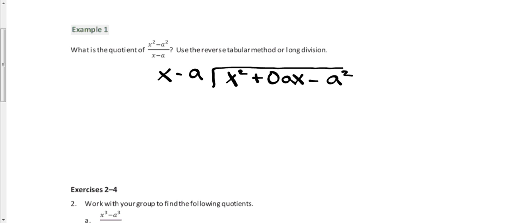So now let's do some division. X goes into x squared how many times? X times. And then x times x minus a gives me x times x is x squared minus ax. Bless you. Now I'm subtracting this guy, right?